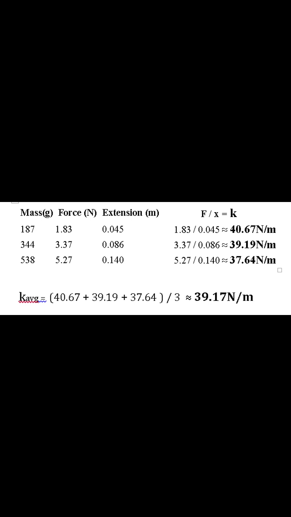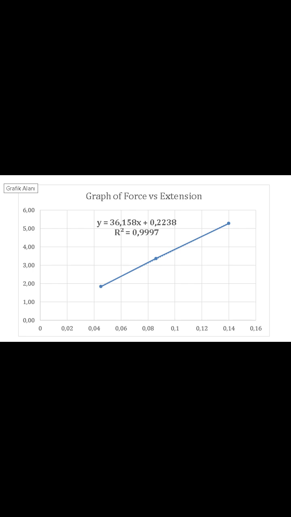I also plotted a force versus extension graph using Excel. The resulting trendline equation was F equals 36.16x plus 0.22 with R squared equals 0.996. This high R squared value shows a strong linear relationship which confirms that the spring followed Hooke's law accurately within the tested range.